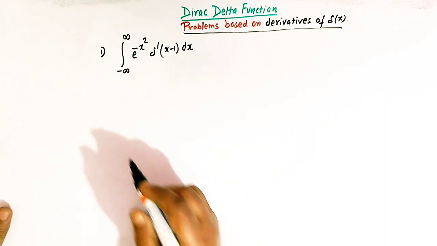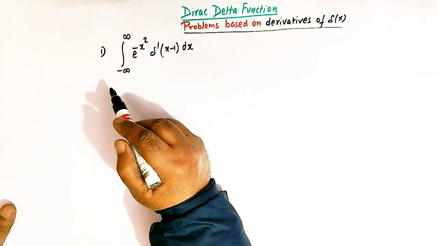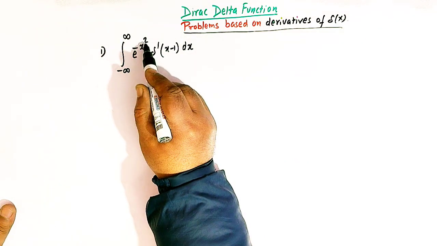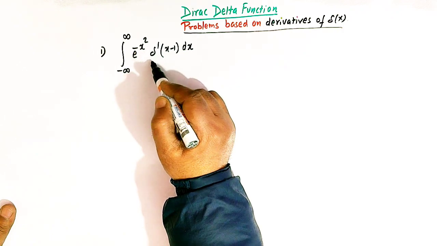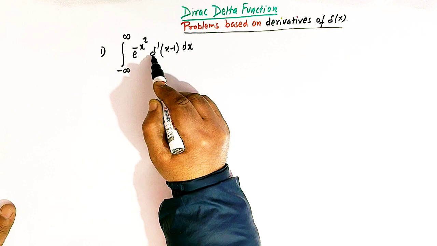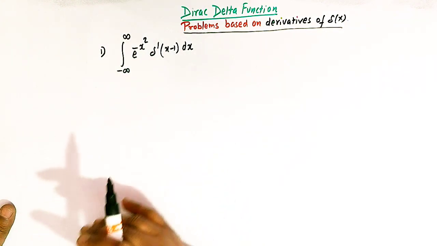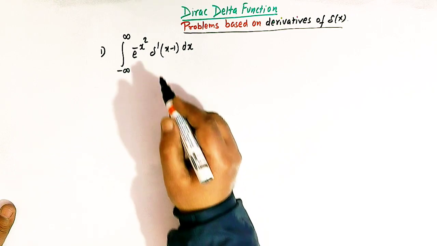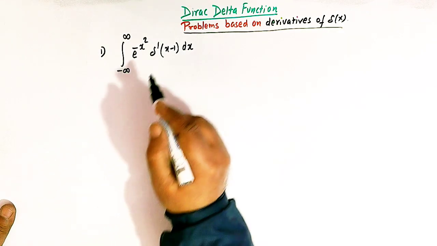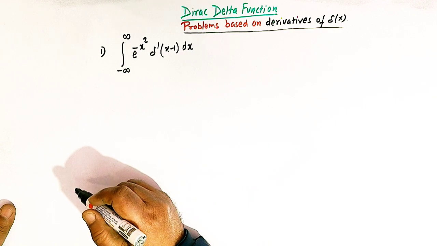Let us first take this problem in which we have to evaluate this integral from minus infinity to infinity of e raised to minus x square, and here we have the first derivative of the Dirac delta function, that is delta prime of x minus 1. So in this lecture we'll see how we can find the values of these kinds of integrals which involve the derivatives of the delta function.